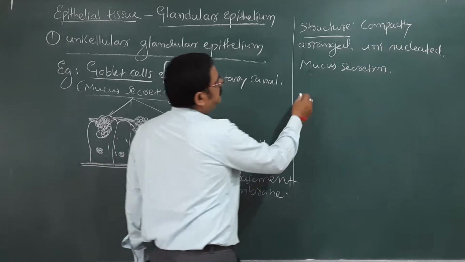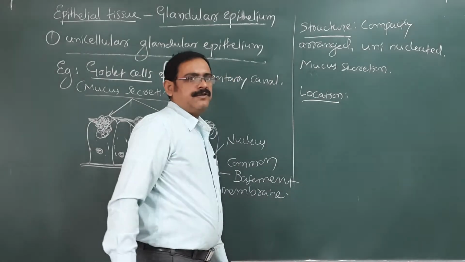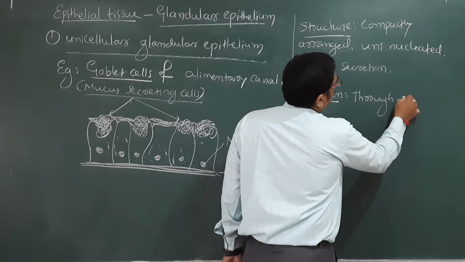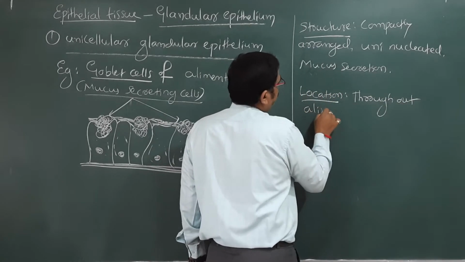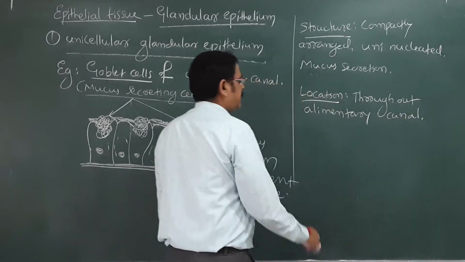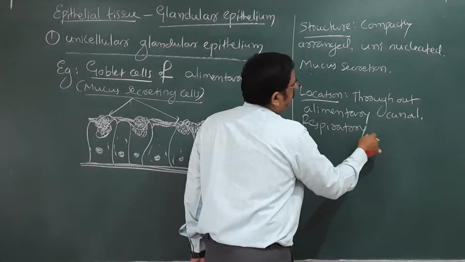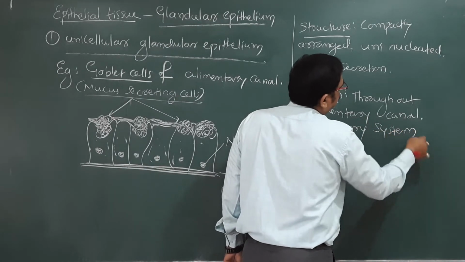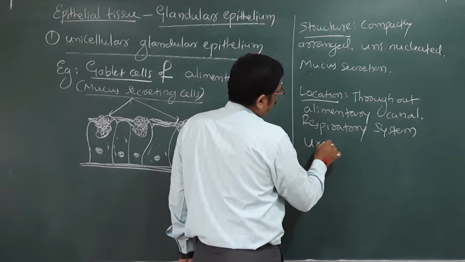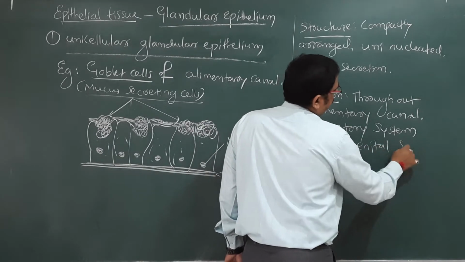Where can we find them, location wise? They are found throughout the alimentary canal, in the respiratory system, and also in the urinogenital system.